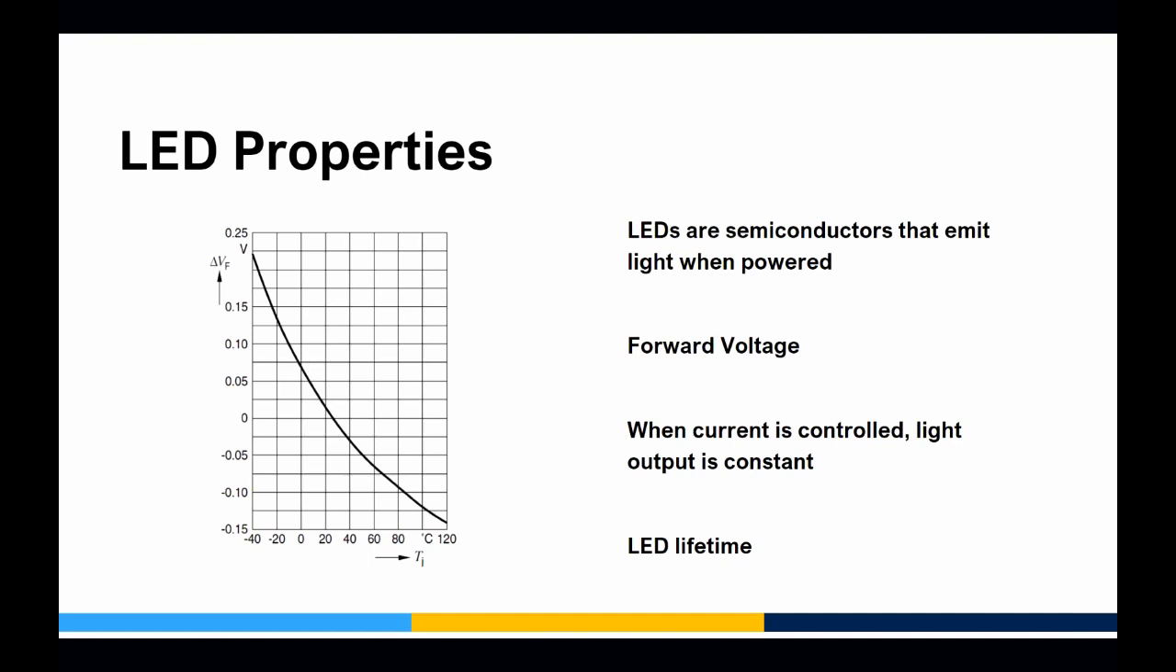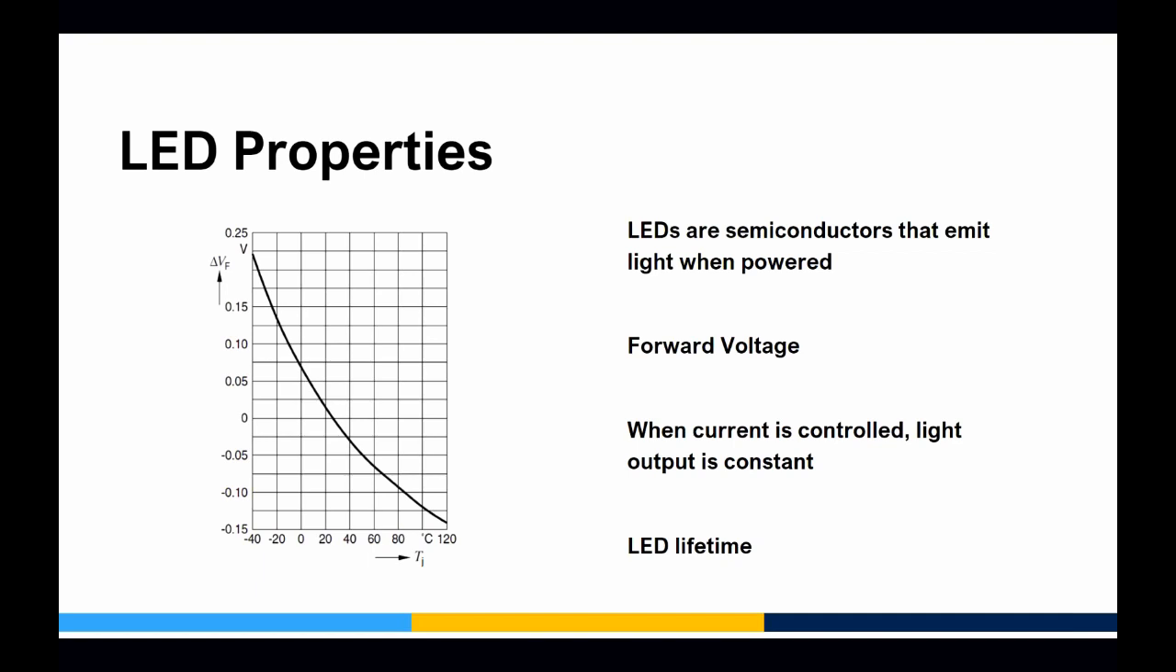And then LEDs have lifetimes. The way we describe the LED lifetime is by how many hours it takes the light to decrease from its initial intensity. So L70 means how many hours does it take to go from its initial intensity to 70% of that.